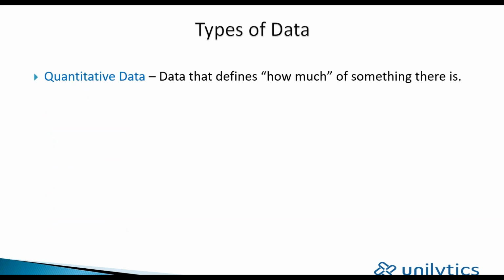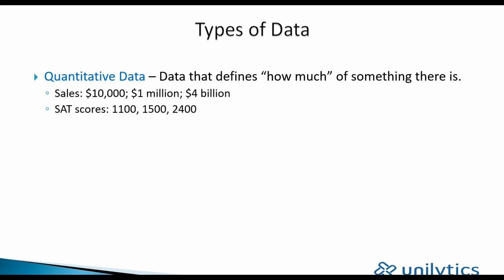The last type of data is quantitative data, which defines how much of something there is. For example, sales of $10,000, $1 million, $4 billion: when we look at that, we can see the order of magnitude difference between those because it's quantitative data. Or SAT scores, or fertility rates, or temperatures. All of those define how much of something.